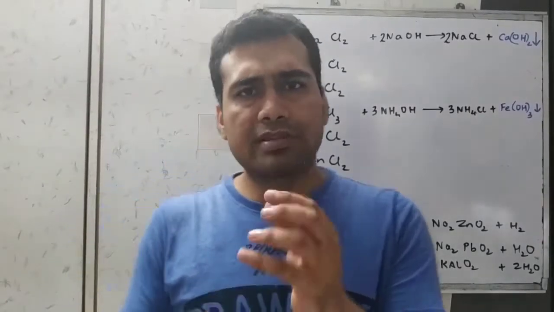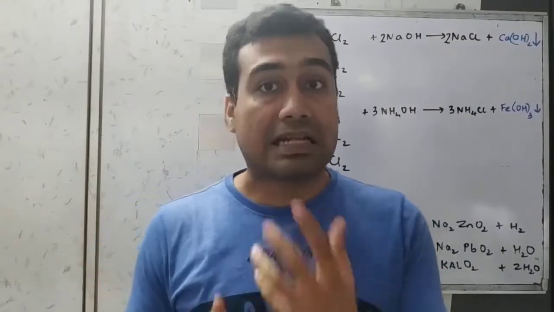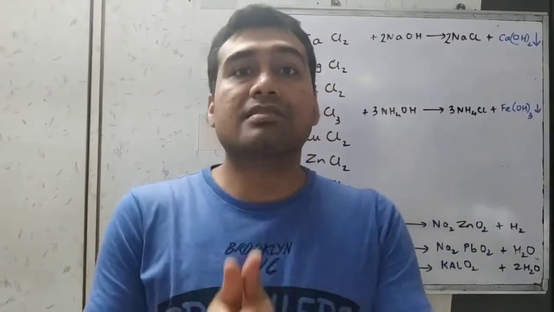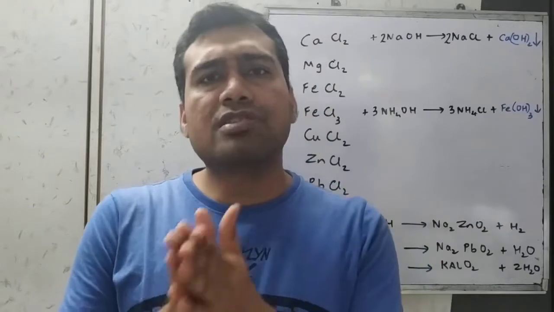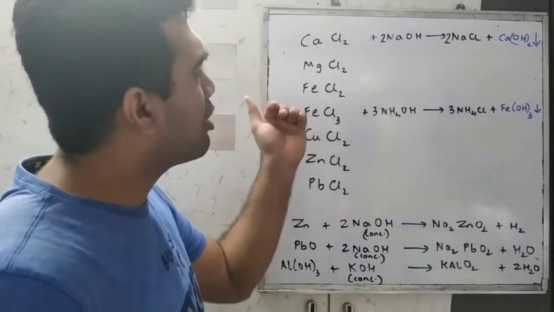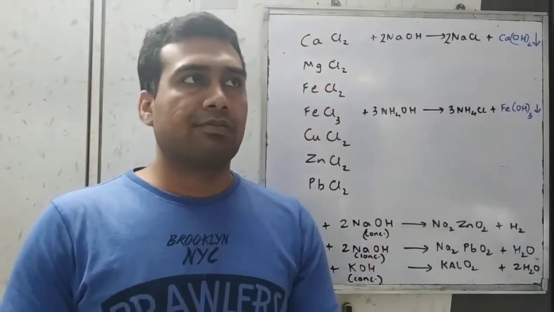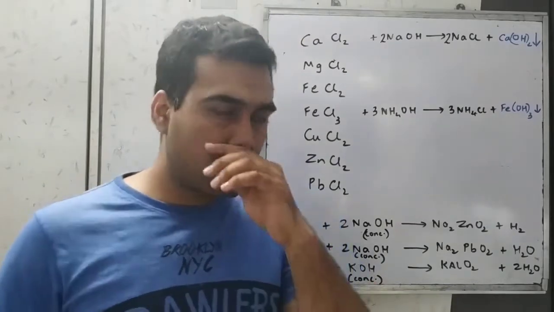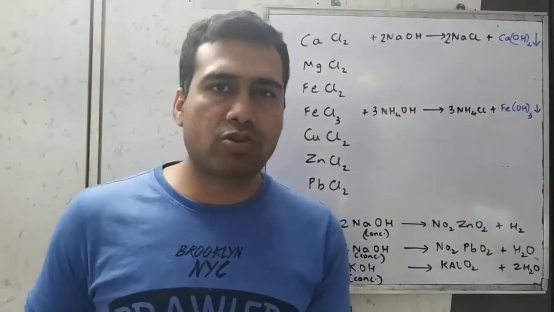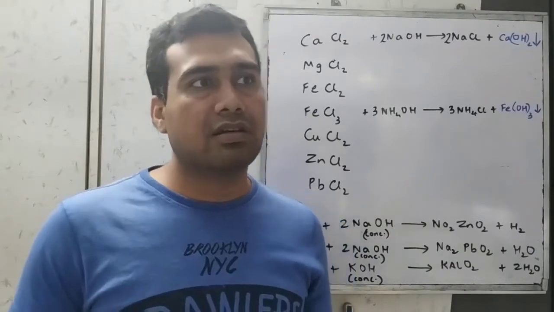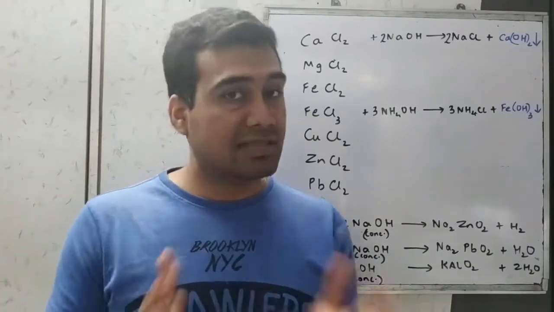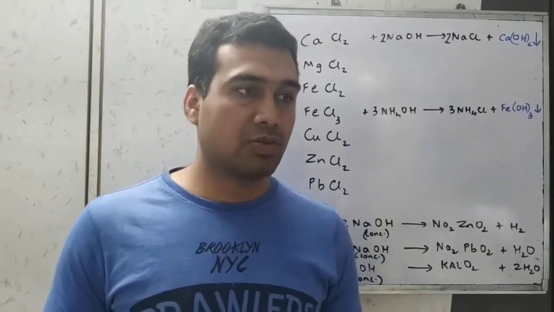Now, armed with this knowledge about the solubility and the color of the precipitates formed, we can answer questions like, how will you distinguish between calcium chloride and magnesium chloride? Well, if you're given a calcium salt and a magnesium salt, if we react it with sodium hydroxide, then both of them will give us a white precipitate, which is insoluble even in excess of sodium hydroxide. So that cannot be used.